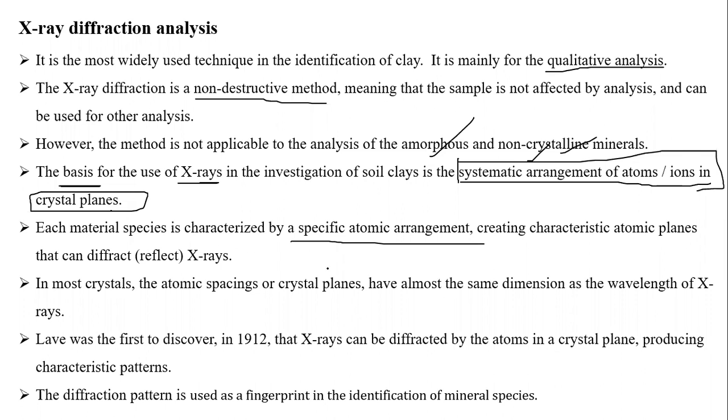So each material has a specific atomic arrangement, creating characteristic atomic planes that can diffract. Diffract means reflect the X-rays. We have learned about the arrangement of crystal layers, like silica tetrahedra, aluminum octahedra, 1:1, 2:1, 2:2, 2:1:1. We have learned many things now. So that specific arrangement of atoms will be read by these X-rays.